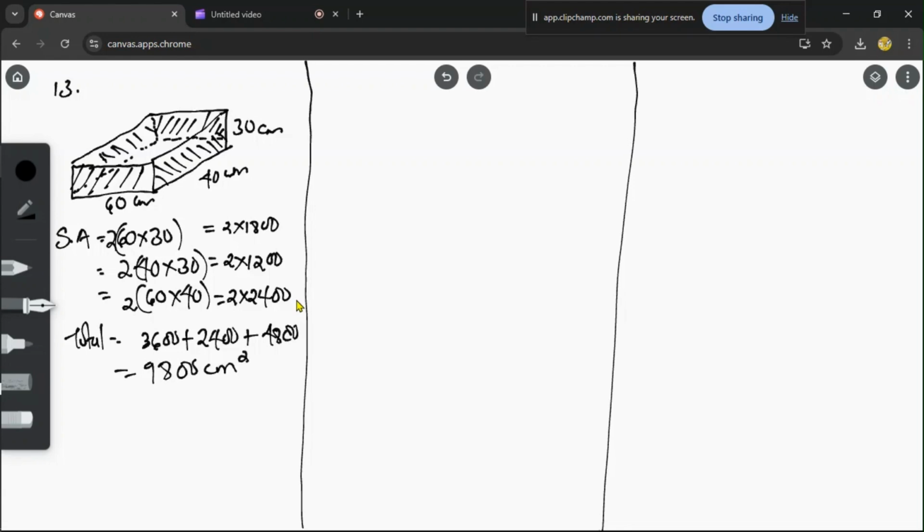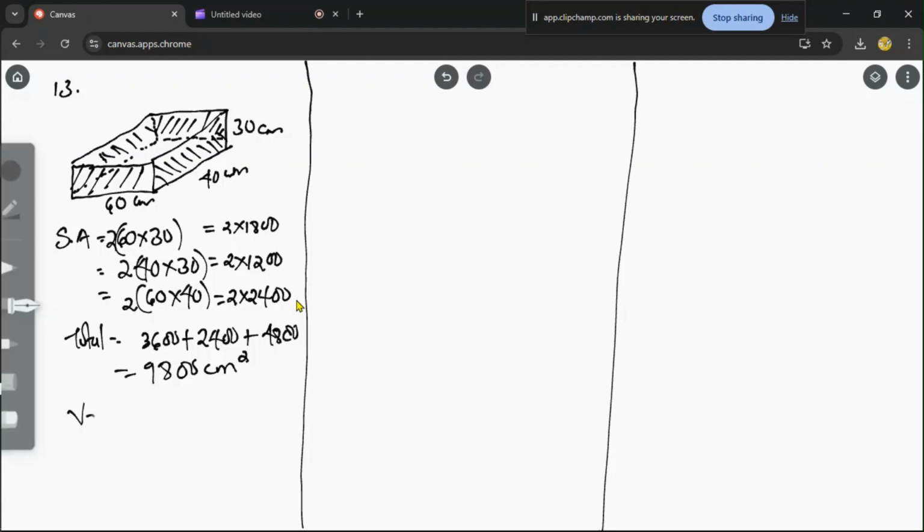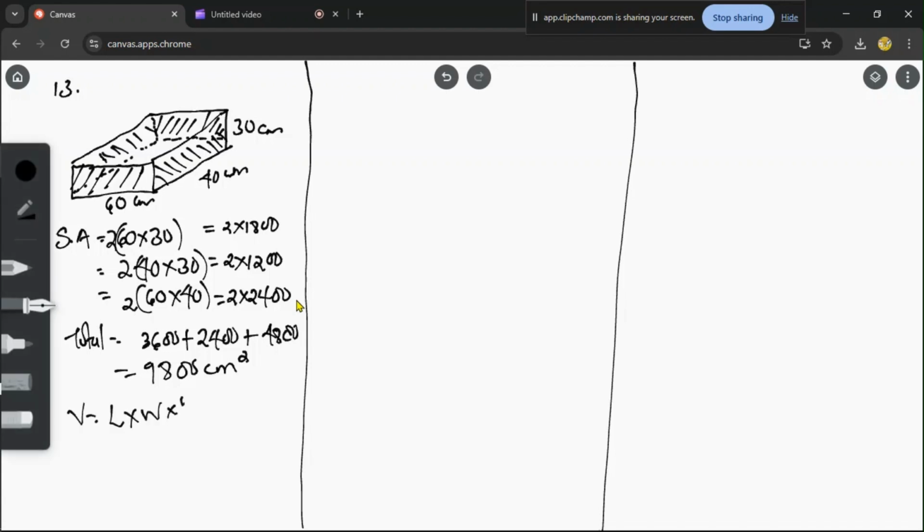You can confirm that. The second part, you calculate the volume of the wood in cubic meters. So volume is length multiplied by width multiplied by height. So it is length of 60, multiply by width of 40, multiply by 30. My answer gives me 72,000, but this is in centimeters cube.